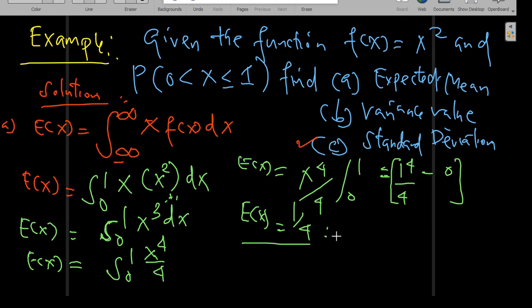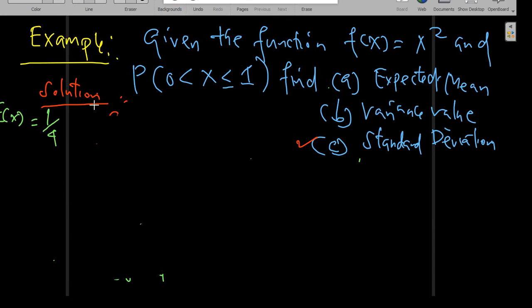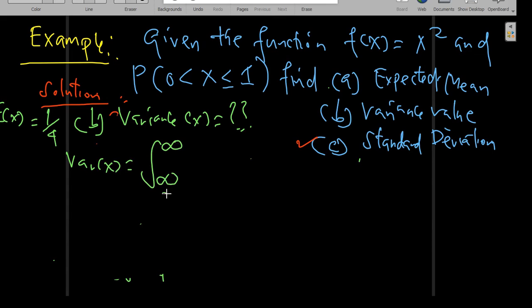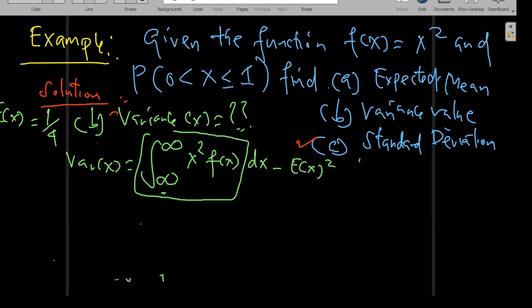Now after finding the expectation of x, it is possible to find the variance value. Since the expectation of x is 1 over 4, the variance of x is given by the integral from negative to positive limits of x squared times f(x) dx, minus the expected mean squared. Sometimes we call it mu.